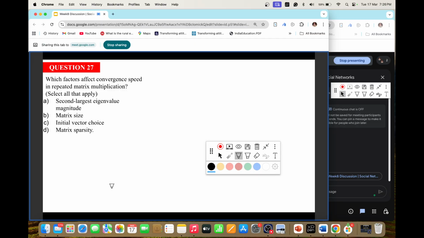Which factor affects the convergence speed in a repeated matrix multiplication? Select all that apply: second largest eigenvalue magnitude, matrix size, initial vector choice, matrix sparsity. So that will be A, C as well as D. That is second largest eigenvalue magnitude, initial vector choice, because the largest eigenvalue vector will give you the direction. But the second largest eigenvalue magnitude will help you in normalization. And then initial vector choice and matrix sparsity.